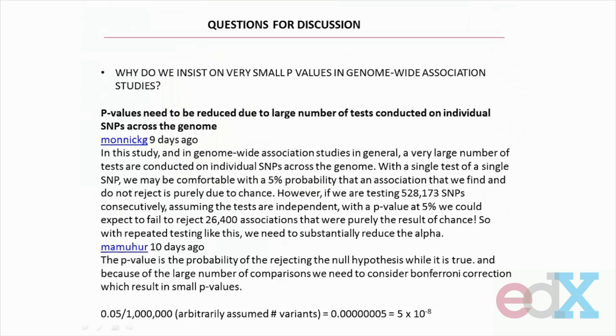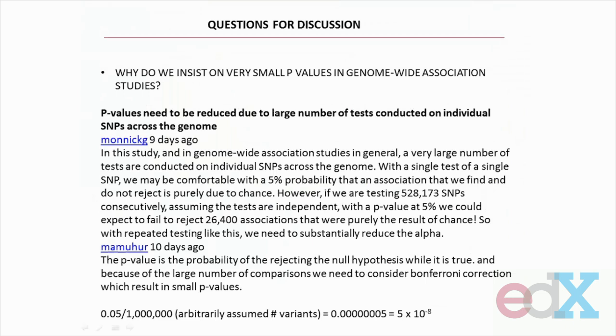with breast cancer. So the first question I asked, why do we insist on very small p-values in genome-wide association studies? So I've actually pulled a couple of answers off the discussion board and lightly edited them. So Monic G says that p-values need to be reduced due to the large number of tests conducted on individual SNPs across the genome, and essentially points out that if we were just dealing with one SNP and did a single statistical test at the 0.05 level, then we would probably be entitled to test at that level.